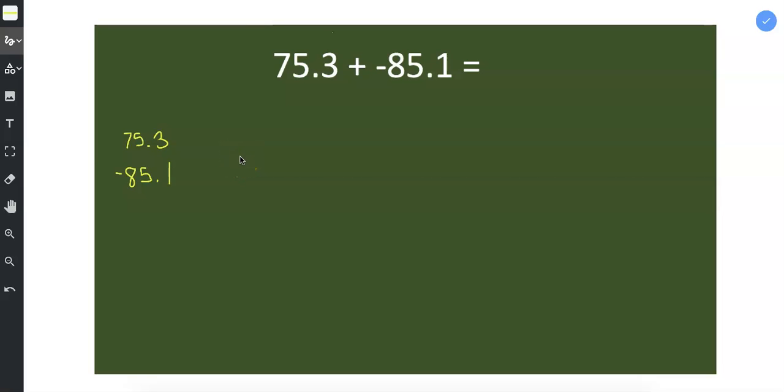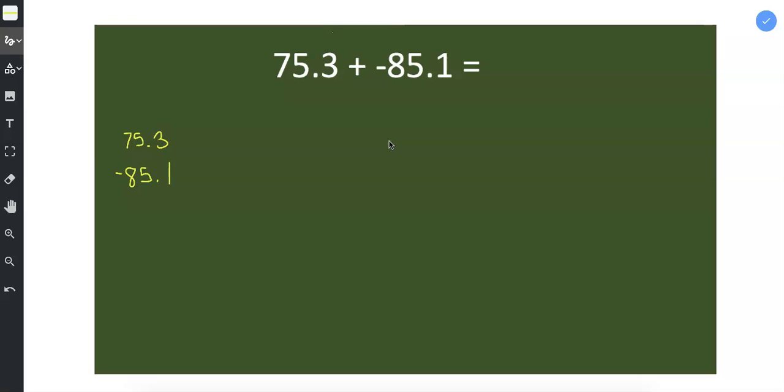We are applying rules to adding decimals. First, we need to look at the two numbers. If the signs are the same, you add. If the signs are different, you subtract. Well, this is a negative sign, and in front of this, since you don't see a sign, it's a positive. So a positive added to a negative number. Since the signs are different, we subtract.